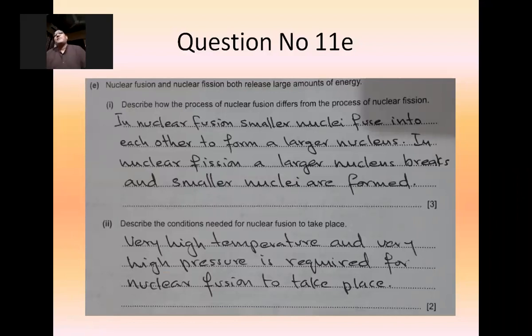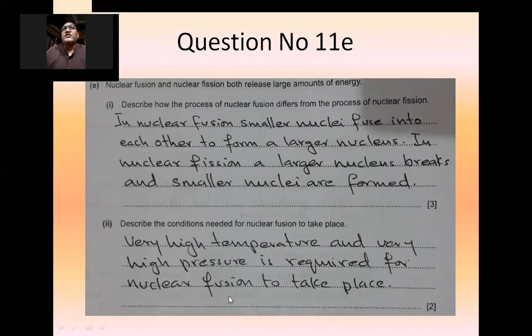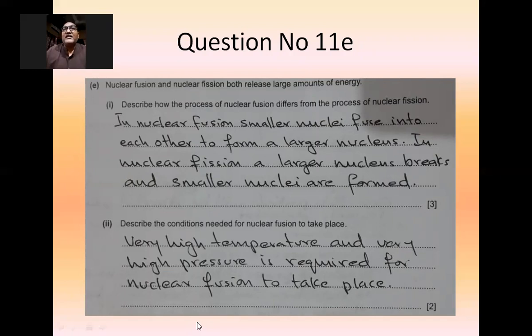In the second part, it says, describe the conditions needed for nuclear fusion to take place. For nuclear fusion to take place, the nuclei will come close to each other. Both nuclei have a positive charge, so they have a very strong force of repulsion. If you want to fuse them with each other, you have to overcome that repulsive force. For that purpose, we need a very high temperature, very high kinetic energy, and very high pressure. So very high temperature and very high pressure is required for nuclear fusion to take place. So that was question number E.